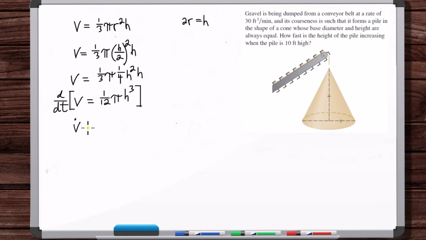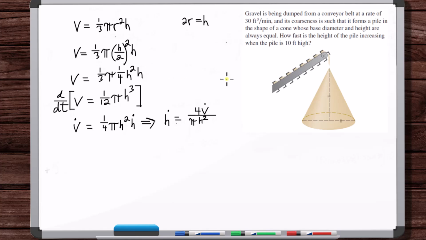So we get V dot is equal to, bring down the 3 here, that's 1/4 pi h squared h dot. Now if we solve for h dot, we get 4 V dot over pi h squared.